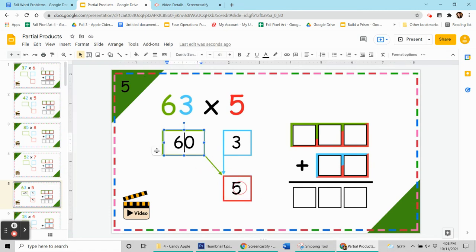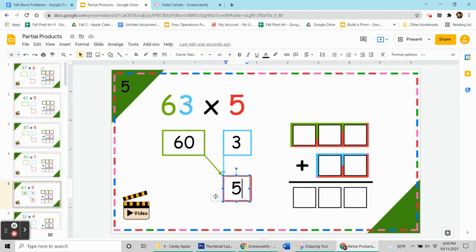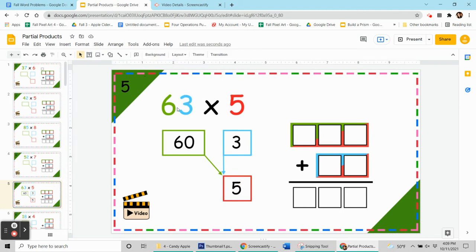Okay, so what we're going to do now is we're going to multiply it, and we're going to do 60 times 5. So that's 60 times 5. And then we'll just do 3 times 5. So again, we split that 63 into parts, and we're just multiplying each part against 5. When we get our answers, we'll put them over in these boxes on the right-hand side, and then we're going to add them all together. So let's go ahead and start.